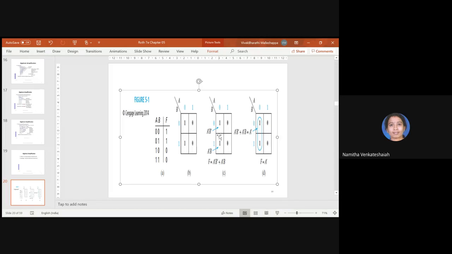So F is equal to A dash B dash plus, because this square represents A dash B dash, where both A is 0 and B is 0. And this square represents A is 0 and B is 1, so it is A dash B. After this, if you take A dash common, B dash plus B will become 1. So finally you are left with A dash only.